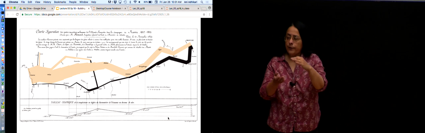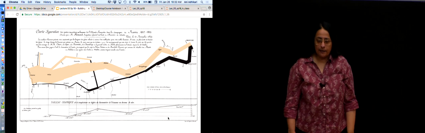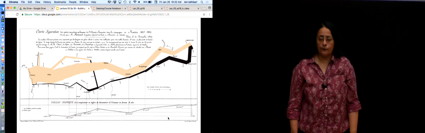Okay, and somewhere there's a November, right there. The tan band up there is the direction moving forward, heading towards Moscow. At every point, the width of the band is the number of soldiers at that point. The black band is the retreat from Moscow. I will now pause and take a look at that.